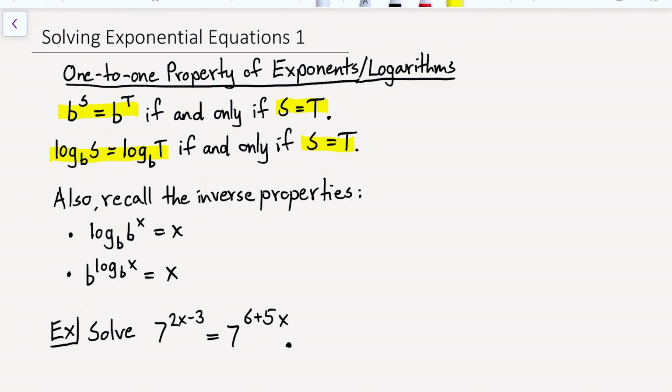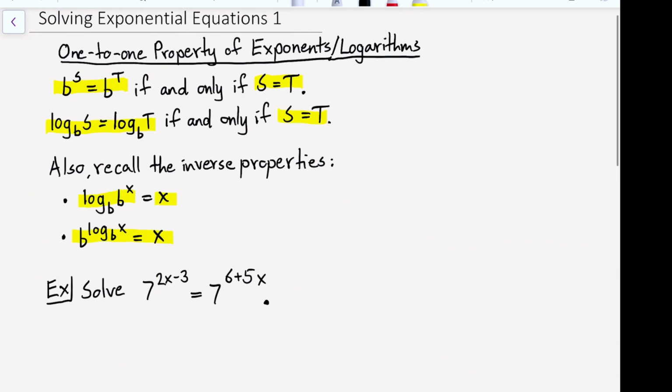We may also recall the inverse properties that log b of b to the x is equal to x and b to the power of log b of x is equal to x. Let's look at a few examples of exponential equations and apply some of these properties to our solutions.